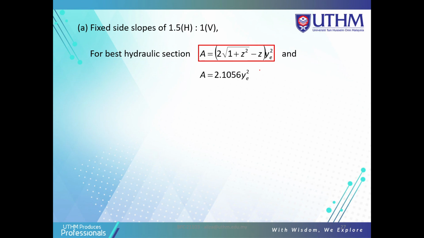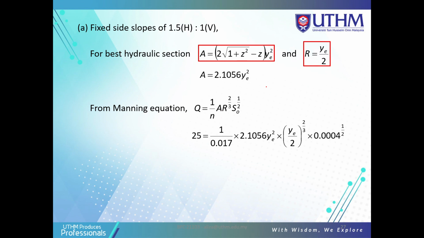And also after you put all the values of Z in terms of YE, you get the area and also R. So from the Manning equation, use the A here, just put it into this Manning equation with the values here, and you get the Y effective. Okay, so this is how to find the Y effective in the best hydraulic section.